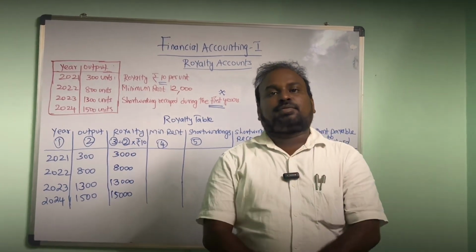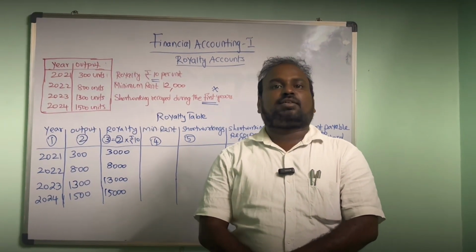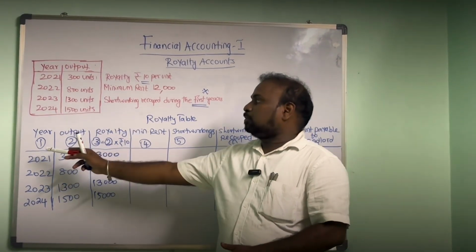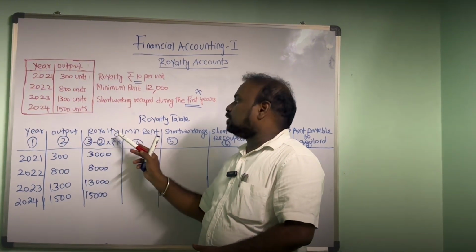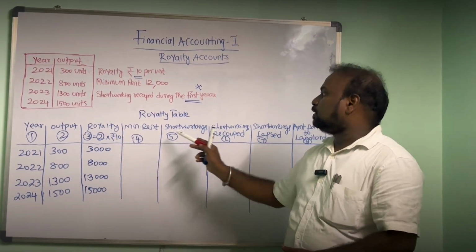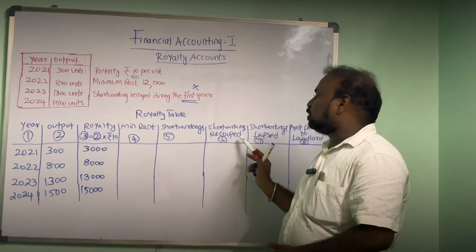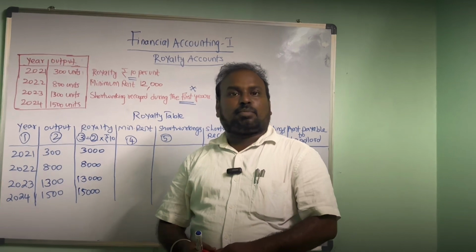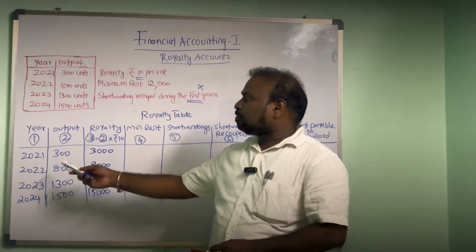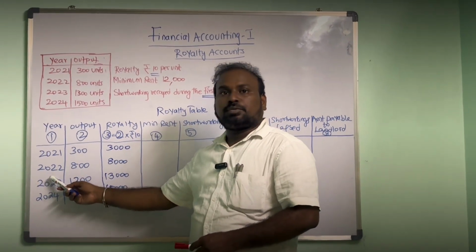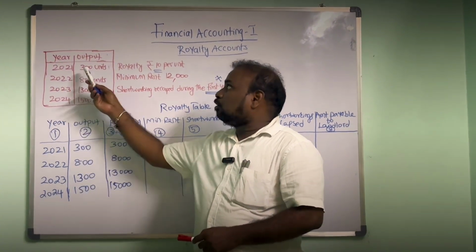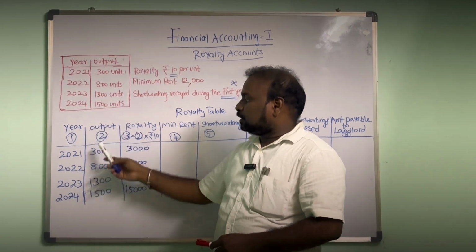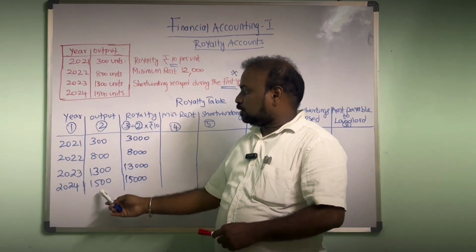We have discussed in the last video, we need to draw 8 columns to prepare a royalty table. The first column is year, the second column is output, the third column is royalty, the fourth column is minimum rent, the fifth column is short working, the sixth column is short working recouped, the seventh column is short working lapsed, and the eighth column is amount payable to landlord. Now here is 2021, 2022, 2023, 2024. Output is given: 300 units, 800 units for the second year, 1300 units for the third year, 1500 units for the fourth year.